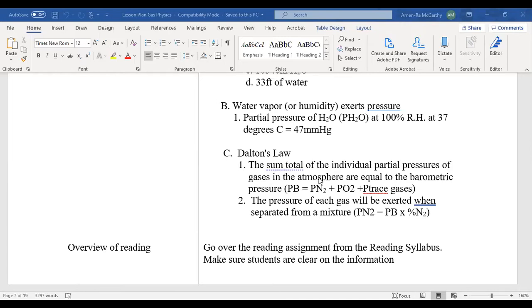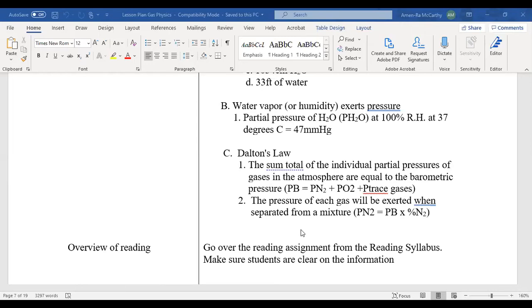But you don't have to remember this formula right here. That's not important, okay? They're just trying to show you that this is Dalton's law. He's saying his PB, which is barometric pressure, is the sum of all of the pressures in the atmosphere. Now, the pressure of each gas will be exerted when separated from the mixture. That's what I said. When you take the carrots out of the gumbo, you taste the carrots. If you take the shrimp out of the gumbo, you taste the shrimp, right? But when you put them all together, it has one flavor, Mama's gumbo, okay?